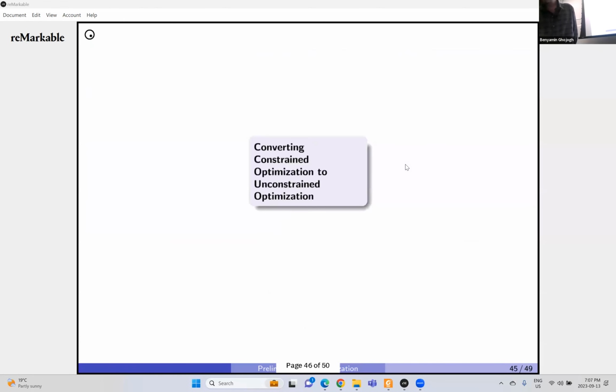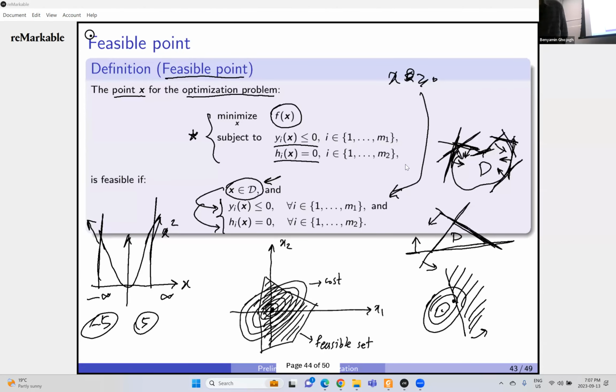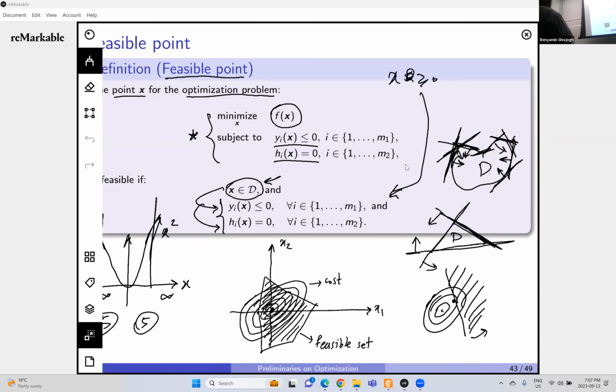Here, I showed you some examples for the... Do I have an example for... Yeah, okay, let me give you an example for equality constraints. So here, let me add a page.